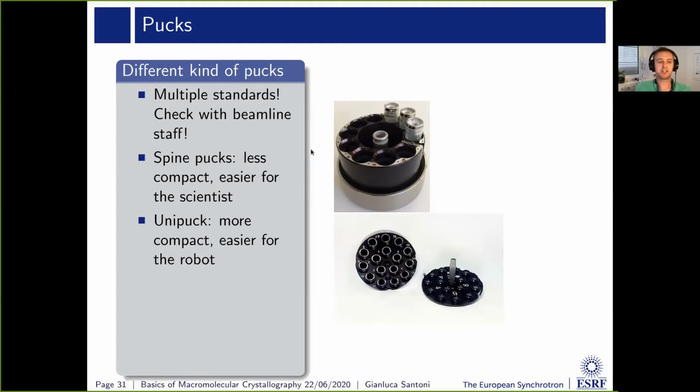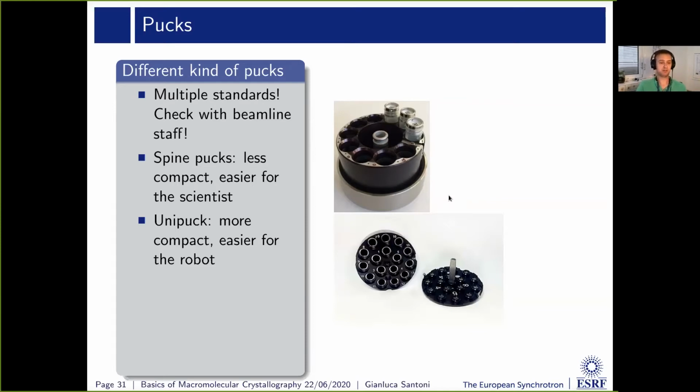Advantages and disadvantages. SPINE packs are easier for the scientists. There's a lot of space to maneuver around. Even when they are plunged in liquid nitrogen, it's very easy to see each position. But they are less compact. Unipacks, on the other hand, are more compact. You see, they have the same exact diameter, but we can put 16 crystals in a Unipack instead of 10. And they're easier to manipulate for the robots at the beamline, but they're more complicated for the scientists, especially because there is no vial around the loops. And so fishing and plunging in nitrogen can be quite tricky.